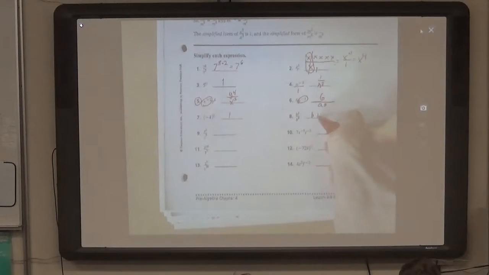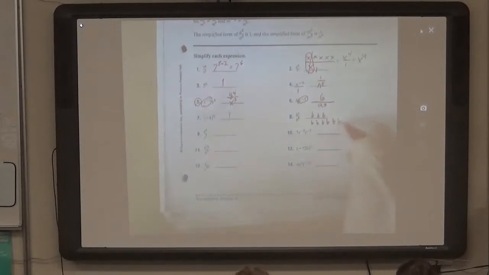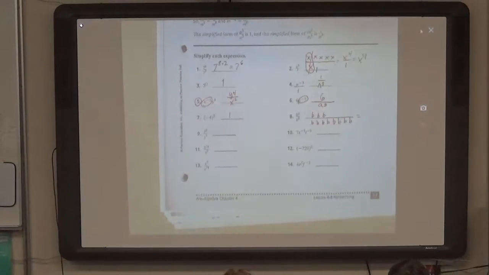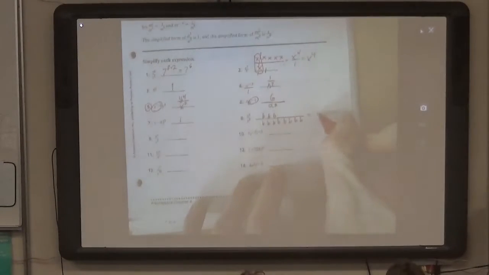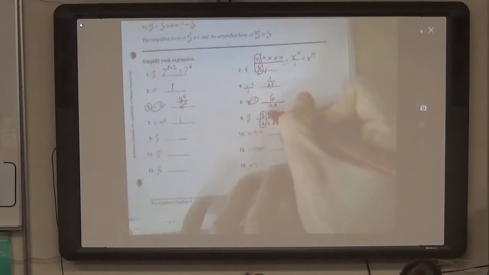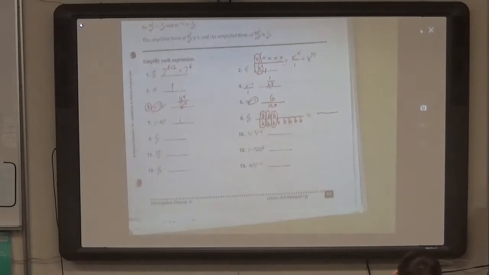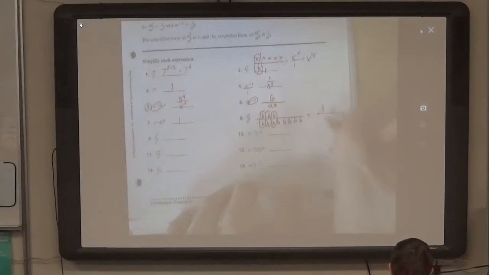If there's 3 b's on the top line and 8 on the bottom line, how would we simplify that? b to the 5th. There's 3 pairs that are reciprocals that cross out. So what's left? b. On the top line or the bottom line? On the bottom. So it's 1 over b to the 5th power.